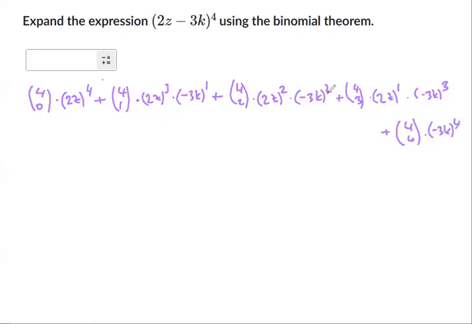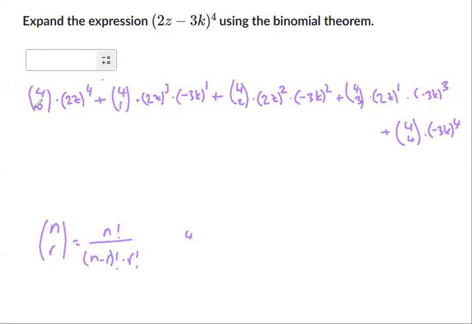So this is exactly what we're going to start with. As soon as we have this, we just need to find their values: 4 choose 0 is equal to 1, 4 choose 1 is 4, 4 choose 2 is 6. You can just remember how we do it. You can use the formula for each one of these. The formula for the combination was n choose r is n factorial over n minus r factorial times r factorial.